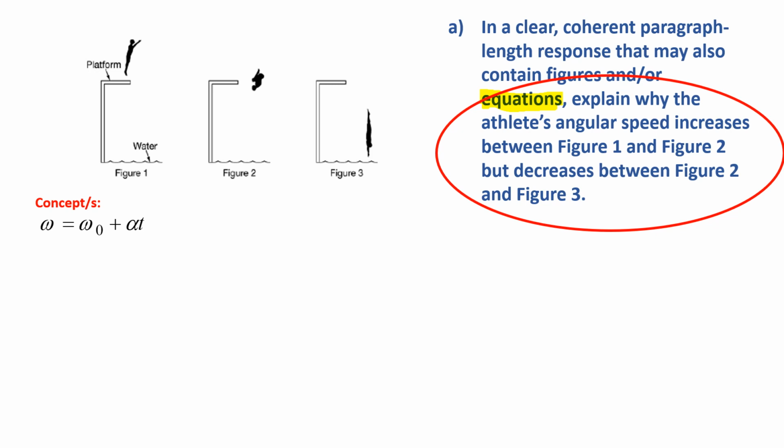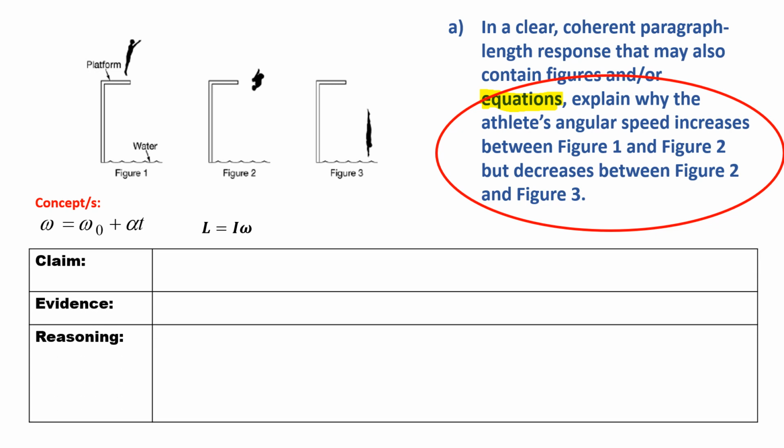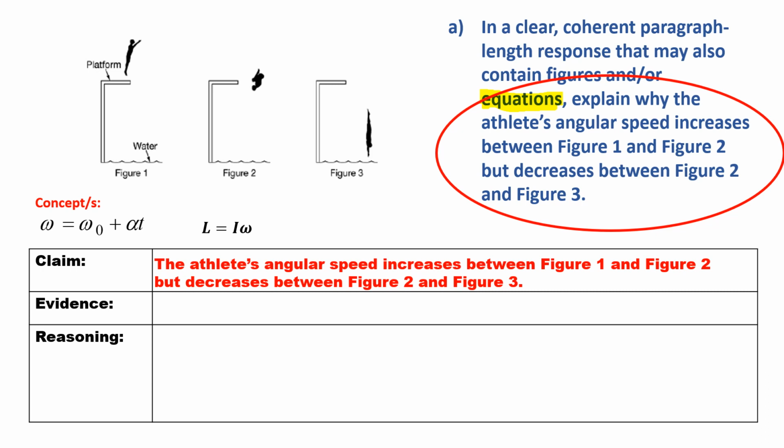That omega is omega sub naught plus alpha times t. Another concept that we must remember is that angular momentum is inertia times omega, the angular velocity. So what's our claim? It increases from figure 1 to figure 2. But why do you think it changes? Most of you will think it's because you jump, you start from nowhere. It is rotation. It has nothing to do with your linear motion this time. So evidence: the angular momentum is conserved. So it means the law of conservation of angular momentum.